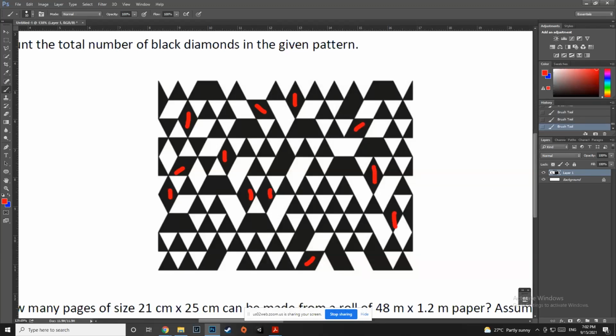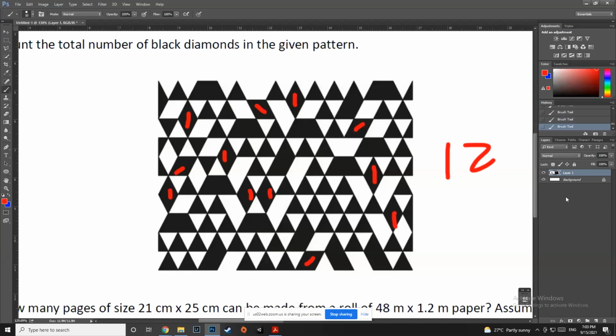Okay. Vaishnavi, count again. How many red marks do you see? So what about third from bottom left? Third from this one? Doesn't seem like a diamond. Does it? Neha, doesn't seem like a diamond to you? I don't think so. So it probably won't be a diamond. So we have 12 as the answer.